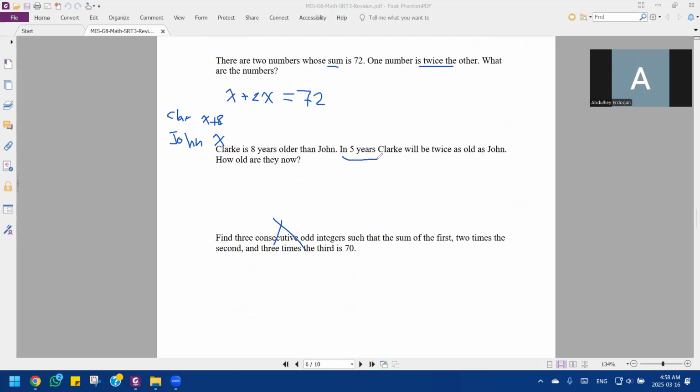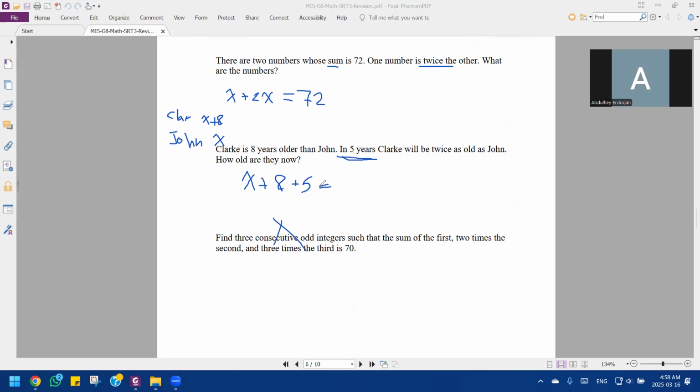Now they said in 5 years, so it means after 5 years, Clark will be twice as old as John, like John's age times 2. Okay, so let's start with John or Clark. Let me start with Clark because it's easier. So Clark's age is, we know normally, x plus 8, right? His age is x plus 8. But then they said in 5 years, so plus 5 equals 2.